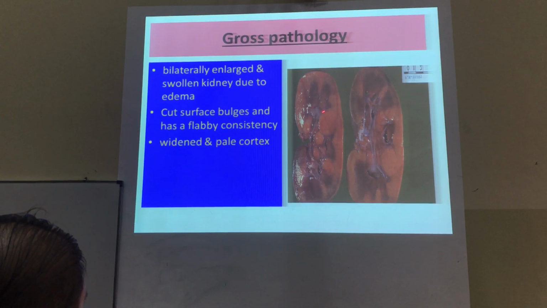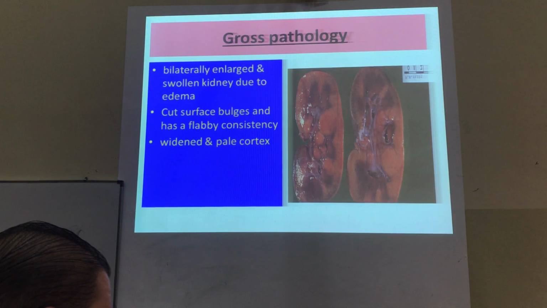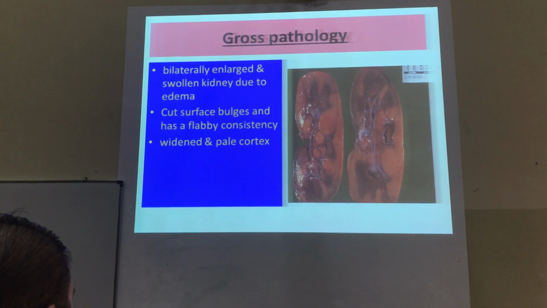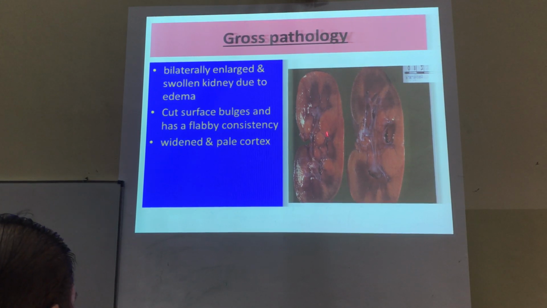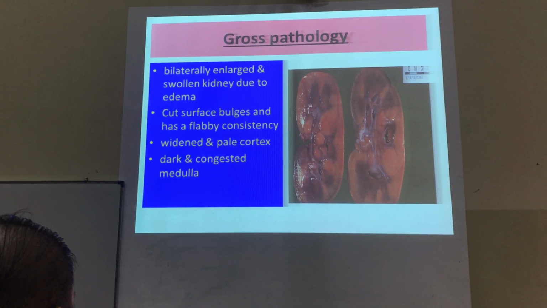They're dark red. Okay, these are areas which are there, and the interstitium or the pelvis is also disrupted, widened, and there is a pale cortex. So you can see that the cortex is widened and it is a little pale. There is a dark and congested medulla. The medulla becomes darker as compared to the cortex, and it is very congested, meaning it contains a lot of blood, and the redness and darkness is because of this.